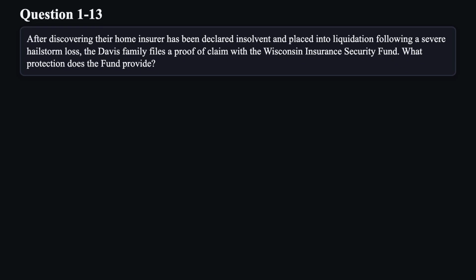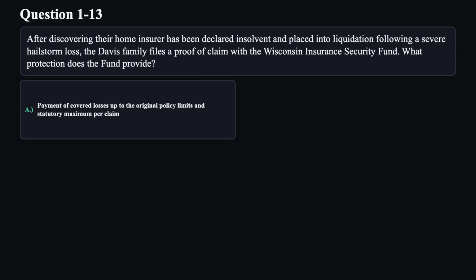Question 13. After discovering their home insurer has been declared insolvent and placed into liquidation following a severe hailstorm loss, the Davis family files a proof of claim with the Wisconsin Insurance Security Fund. What protection does the fund provide?